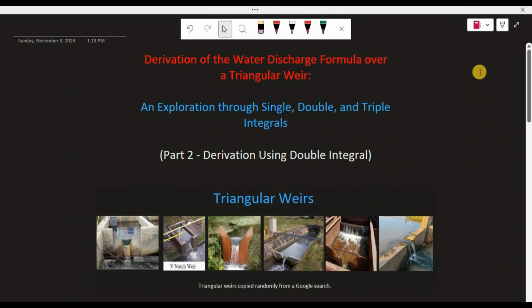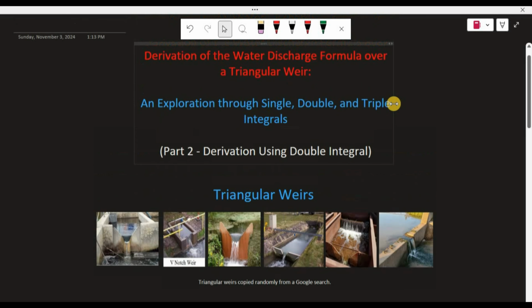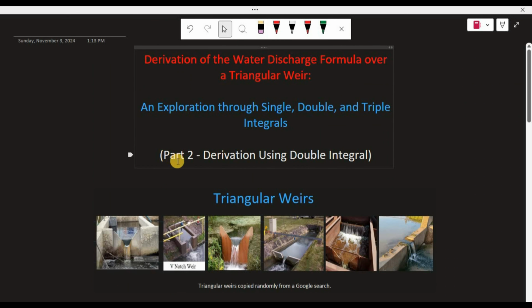Today we'll continue exploring the application of single, double, and triple integrals in solving real-world problems. In this second part of our video series, we'll further develop the water discharge formula for a triangular weir, but this time we'll derive it using a double integral.